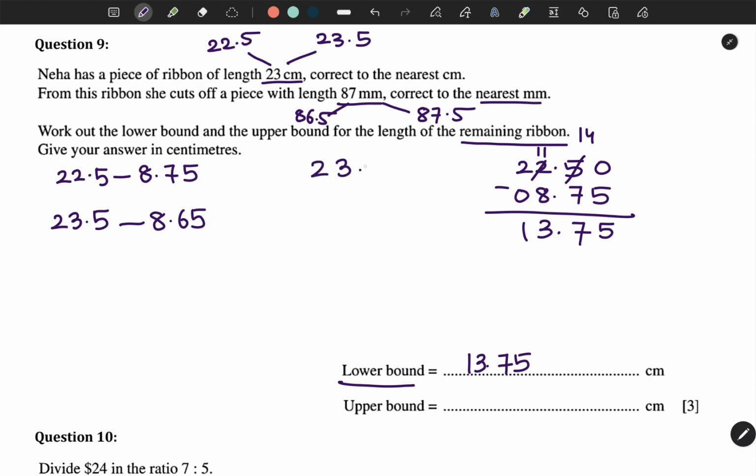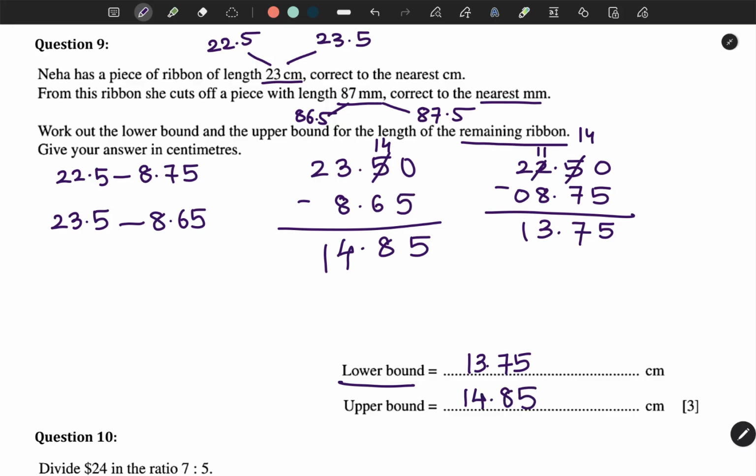Let's subtract them. That's going to give me 8.65, which is 5. This gives me 14, so 8, and then I get 14.85 to be the upper bound of the given number. I hope this is clear to you. If you have confusion, please see this question again.